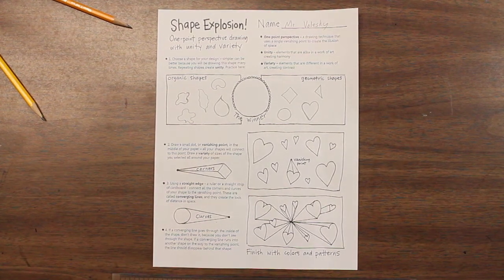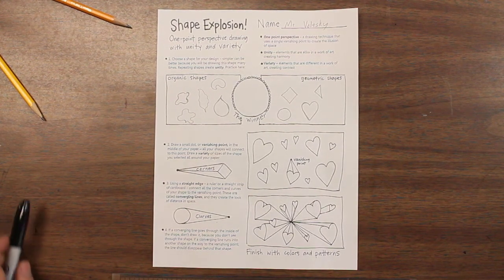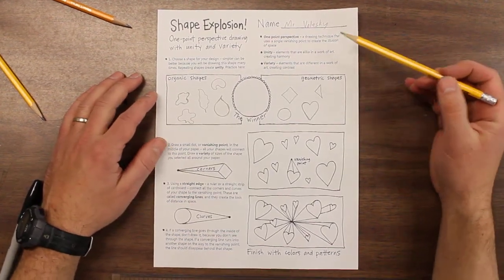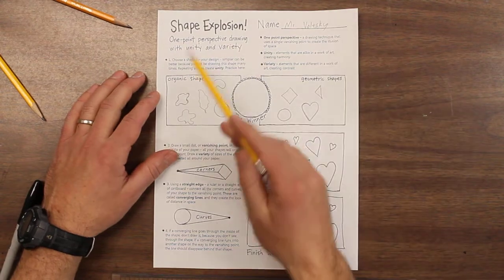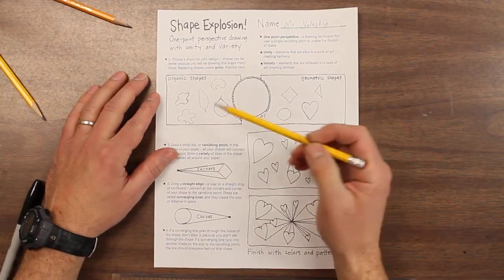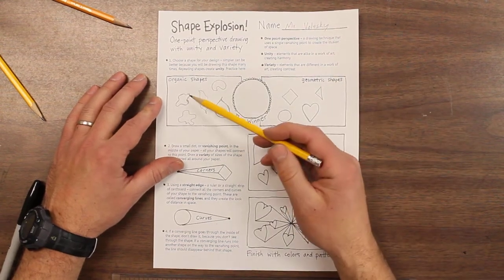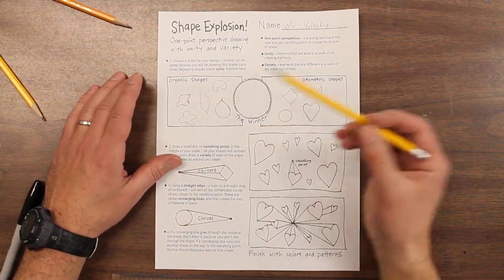Shape explosions. Today we're going to be getting started with our shape explosion project. I have the sheet here that you can start to fill out to get some ideas to help you with the process of making shape explosion art. You write your name up here, and then first of all, we're going to come up with a shape.